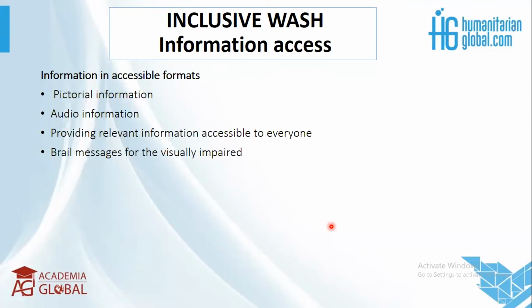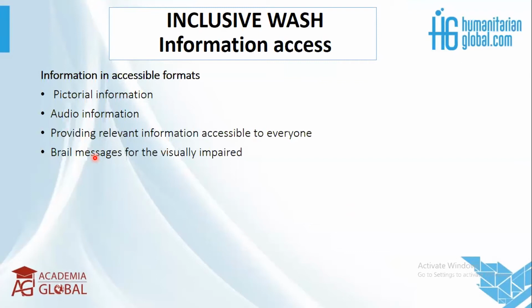Sometimes you can also decide to use audio, maybe for those who are not able to see. So it's all about providing relevant information that's accessible to everyone. You can also think in terms of using Braille for those who are visually impaired. So in terms of information access, think about how you want to ensure that information is being accessed by everyone in the community, considering the different types of impairments that we talked about, and also the groups that are likely to be excluded within communities.